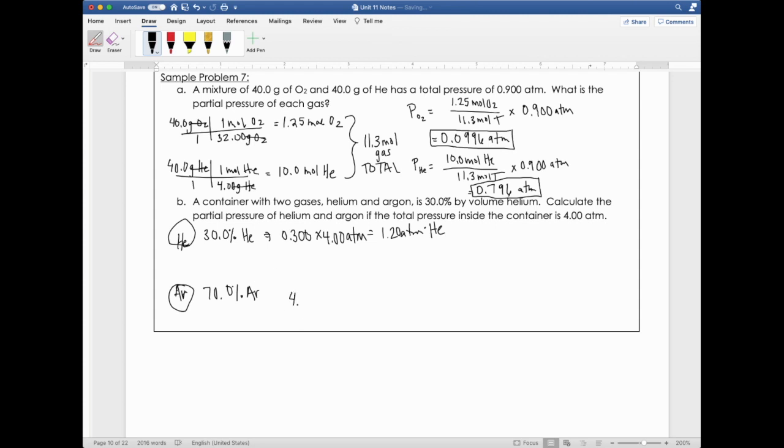So if the total pressure of this system is 4 atmospheres total, and if 1.2 atmospheres of that is helium, you could easily figure out how much argon would be present there just by doing that quick subtraction. I forgot that significant figure again, darn it. So to find that out, you should have 2.80. And if you were to actually do what we did above, so using that 0.700, multiply that by 4 atmospheres, you should get the same exact thing.